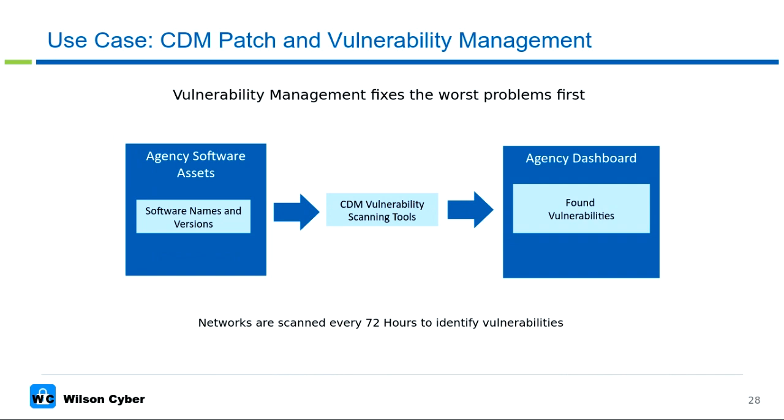If instead we're looking at patch and vulnerability management, where vulnerability management fixes the worst problems first, we have agency software assets, which are the software names and versions on the agency. We have CDM vulnerability scanning tools, which are on the approved product list, where networks are scanned every 72 hours to identify the vulnerabilities. And at the agency dashboard, we have the discovered vulnerabilities. We can compare those against the actual state of vulnerabilities with the desired state of vulnerabilities to come up with a score.